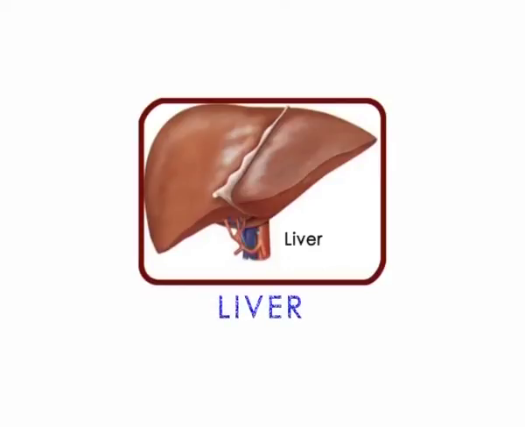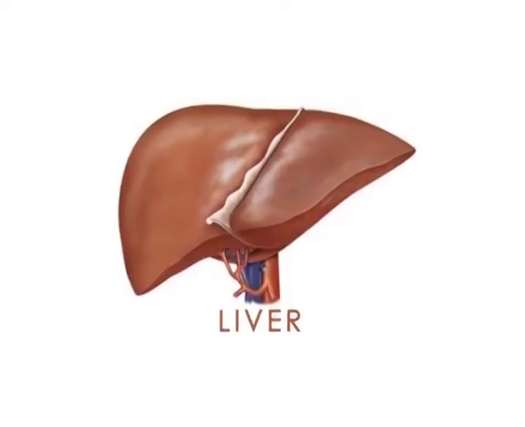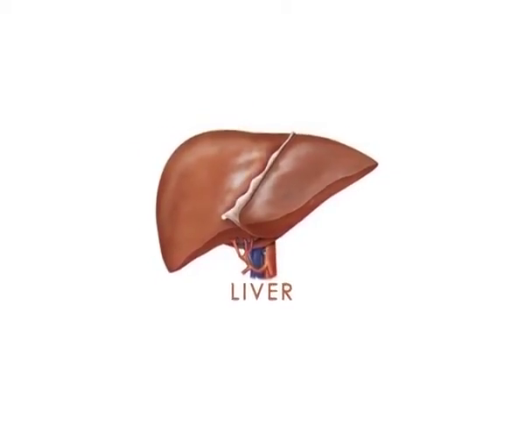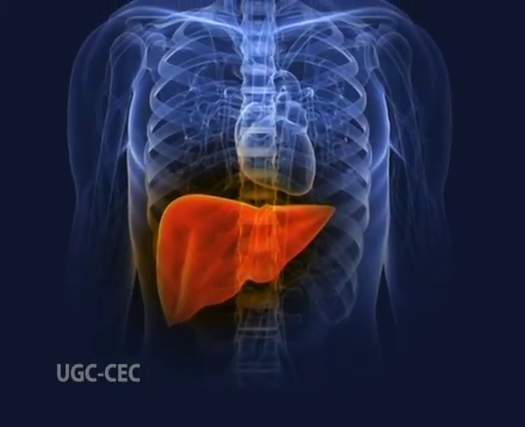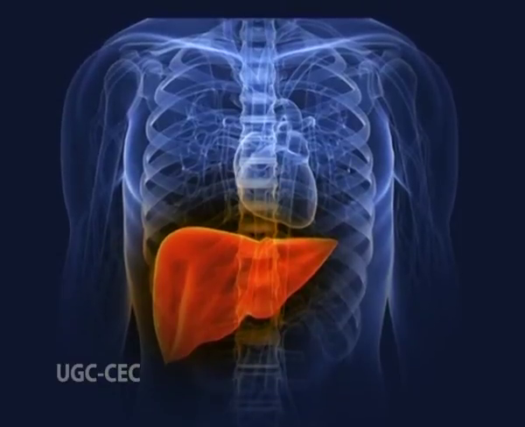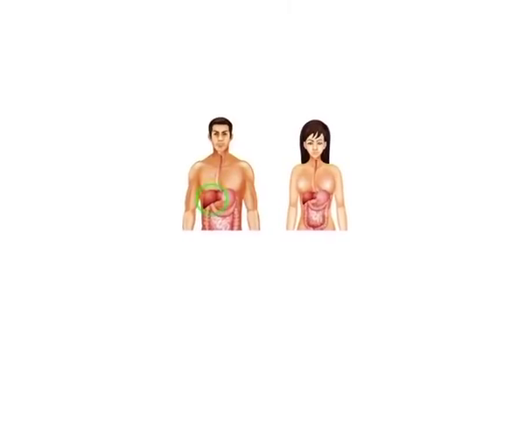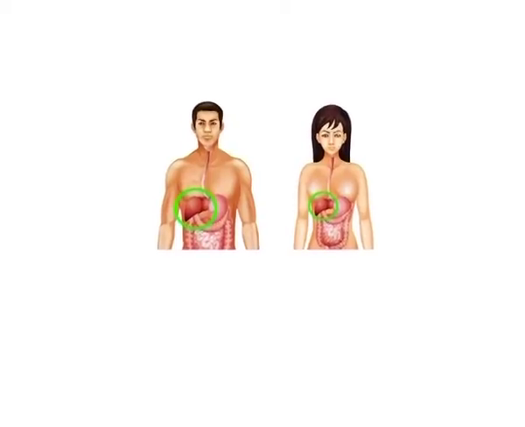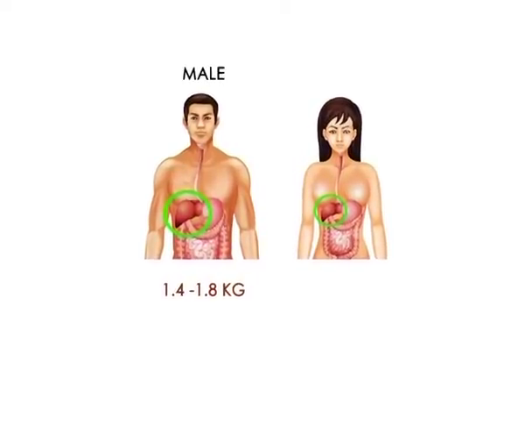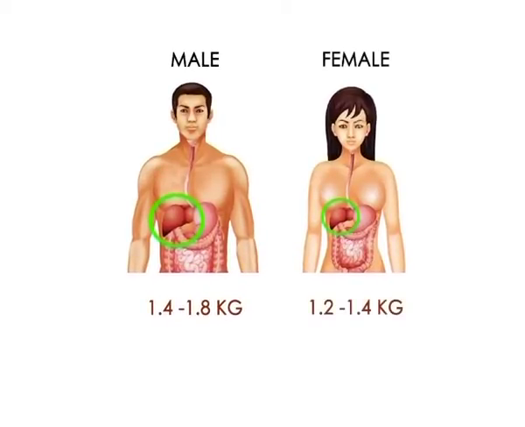Next comes liver. Liver is the largest digestive gland of the body, which is brown in color. It lies in the upper right side of the abdominal cavity, just below the diaphragm. It is heavier in males than females. In males, it generally weighs 1.4 to 1.8 kg and 1.2 to 1.4 kg in females.